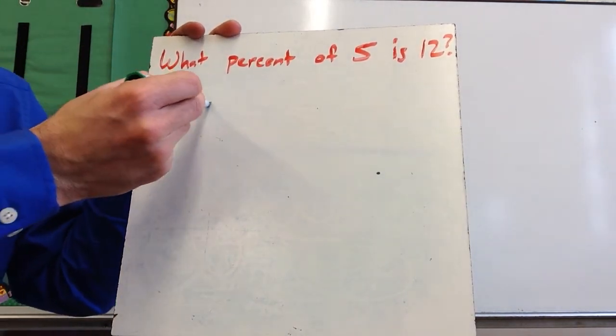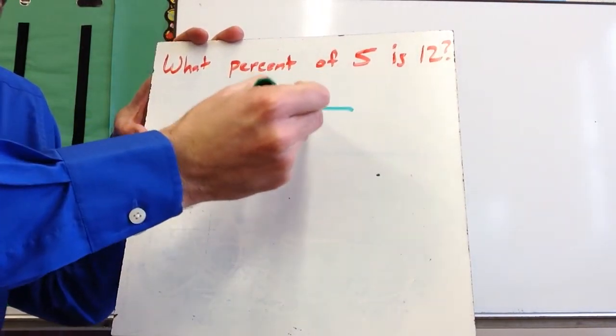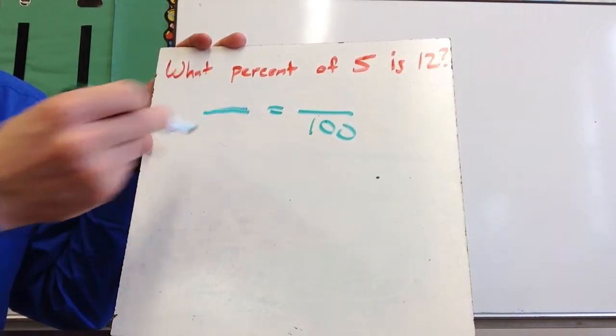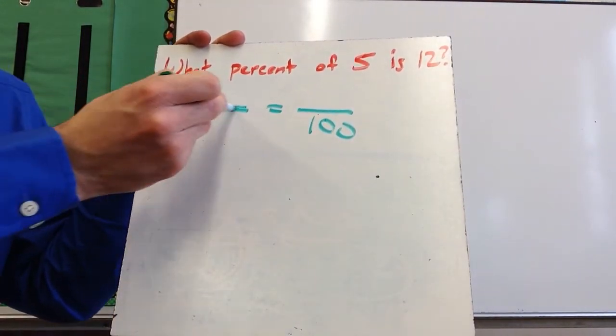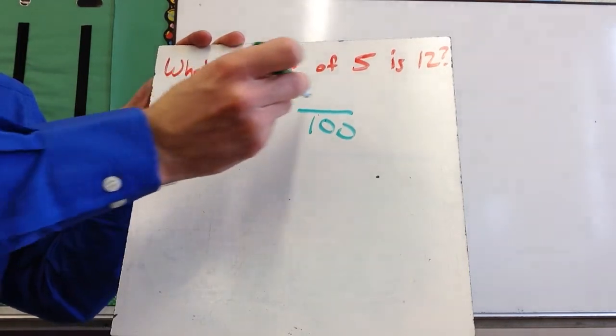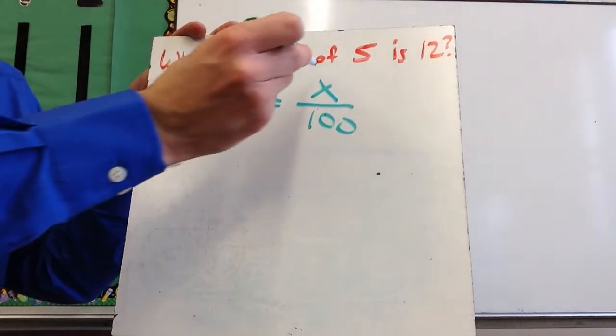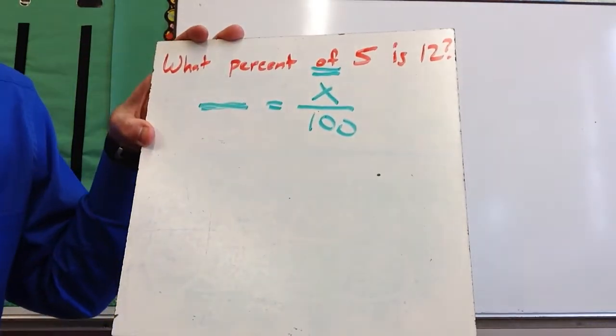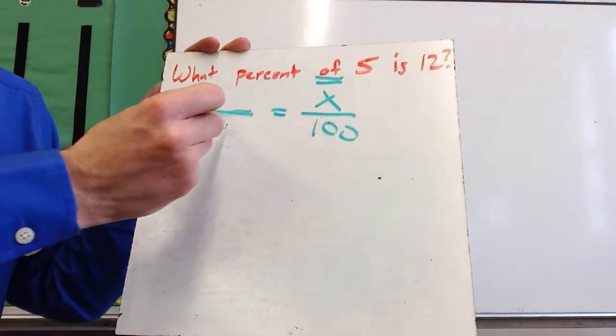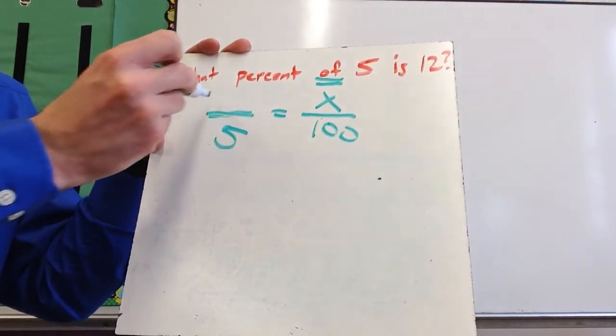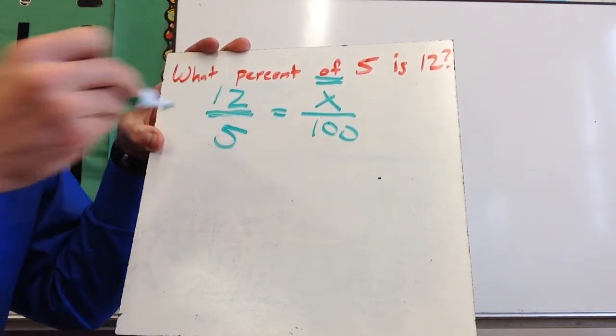Remember, I'm going to set this up how we've been setting the other ones up. Looking for a percentage sign. There is no percent sign. Also, it's saying what percent, so I know this is my unknown. Now, this is where the trick is. The word of tells me what number goes on the bottom, so the 5 is actually going to be my denominator, and the 12 is going to be the numerator.